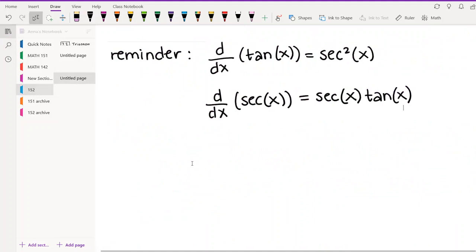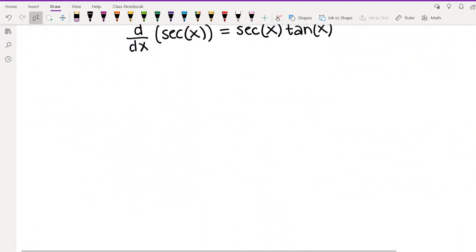Okay, so let's do an example. Similar to what we did with the other ones, we'll start with a simple example, and then we'll get into ones where we have to do a little bit more work with identities. Let's say that we're trying to integrate tangent cubed of x times secant squared of x dx.